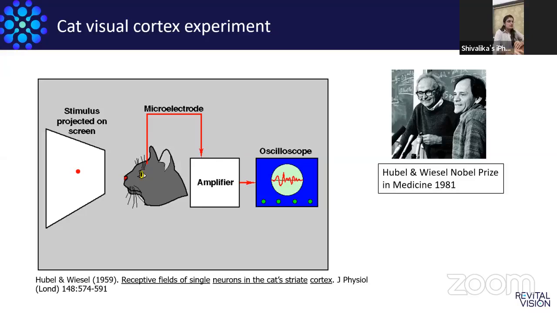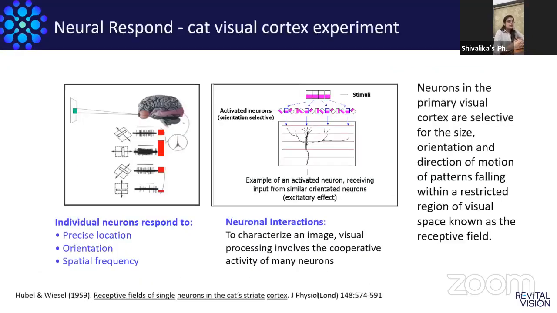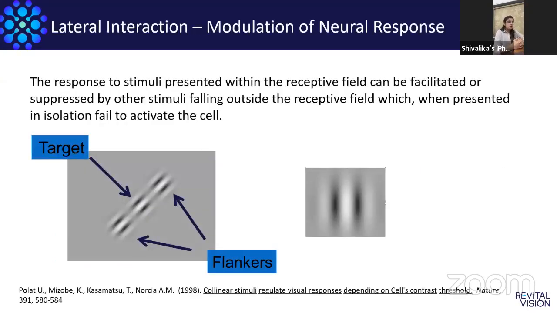What they realized after this experiment was that there were very specific kinds of neurons in the visual cortex, which responded to a very precise location, a specific orientation, and a specific spatial frequency only. This led to the scientific discovery that the neurons in our primary visual cortex, to characterize an image, respond to a single particular type of image only. This brought us to a second phase of this experiment, which was done by Polat.